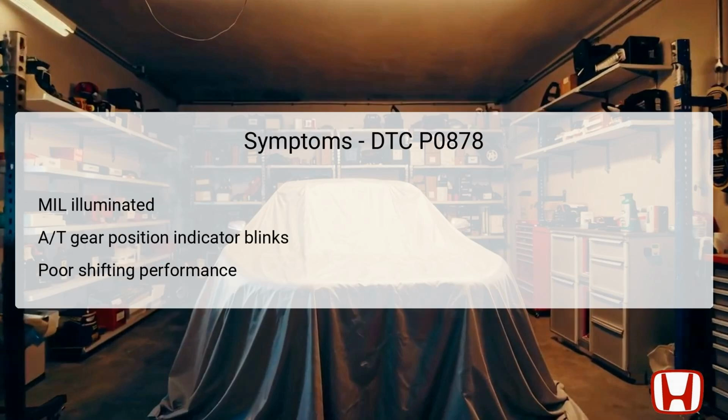When DTC P0878 is present, drivers may notice several distinct symptoms indicating transmission issues. The most noticeable symptom is the illumination of the malfunction indicator light, MIL, on the dashboard, which serves as a warning that something is wrong with the vehicle's systems. Additionally, the automatic transmission gear position indicator may blink, indicating an issue with detecting the selected gear, potentially leading to confusion about the gear the vehicle is in.